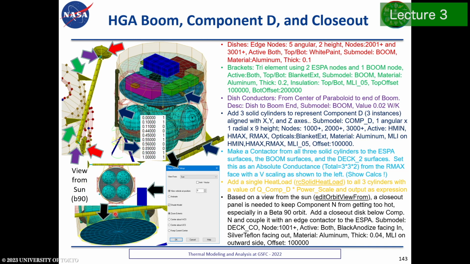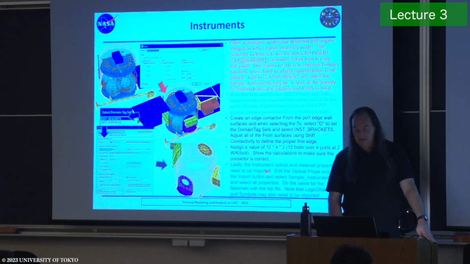So this is where we would add a closeout because, viewing the bottom of these from the sun says, okay, I know it's going to get hot. So we put a closeout here with some MLI around it, attach that to the ESPA. So it's not really a deck, but it's a closeout. We put silver Teflon on it in order to minimize the solar absorptivity for it. And then I believe that was it for building the bus.